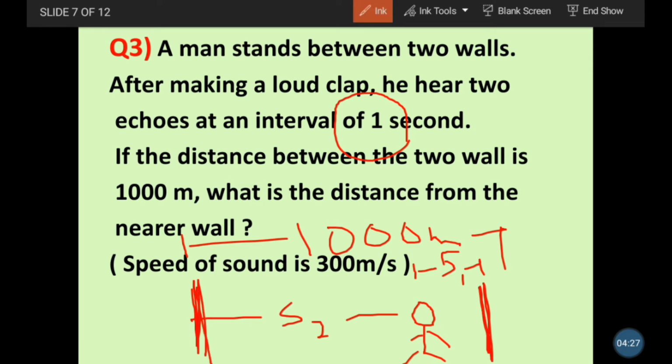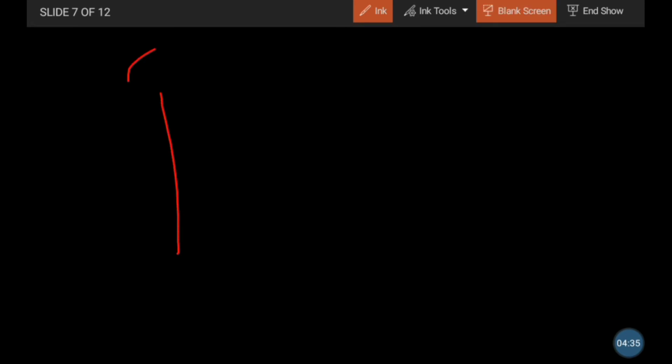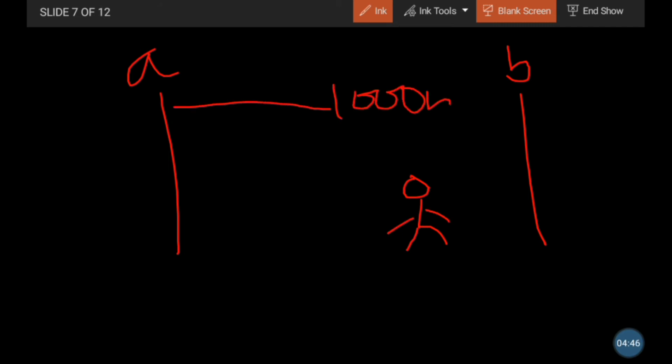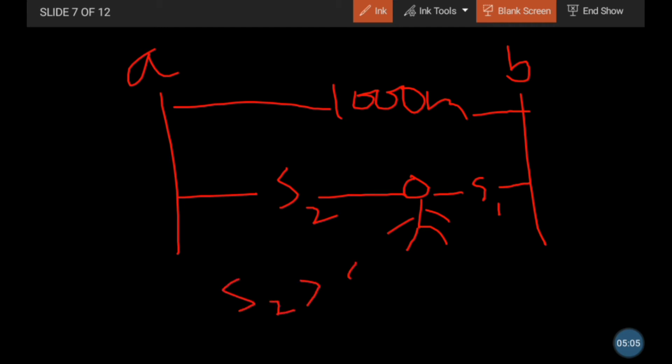Here we have two walls, wall A and wall B, and a person is standing between the two walls. We know the distance between the two walls is 1000 meters. The distance from the nearer wall B is represented by S1 and the distance from the far wall A is represented by S2. We know that S2 is greater than S1.